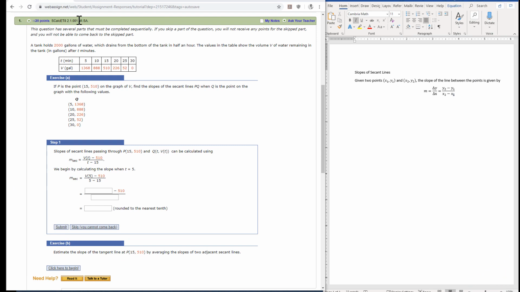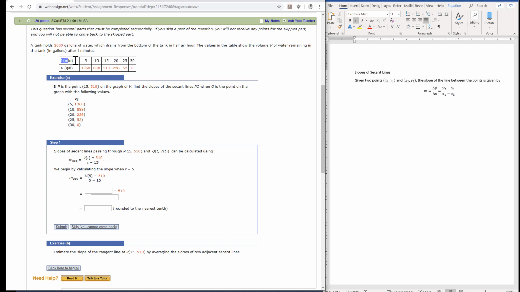Let's do a problem from your lab assignment. This is from section 2.1, problem number 1. It says that a tank holds 2,000 gallons of water, which drains from the bottom of the tank in half an hour. So we're given values in the table showing the volume of the water remaining in the tank after t minutes.